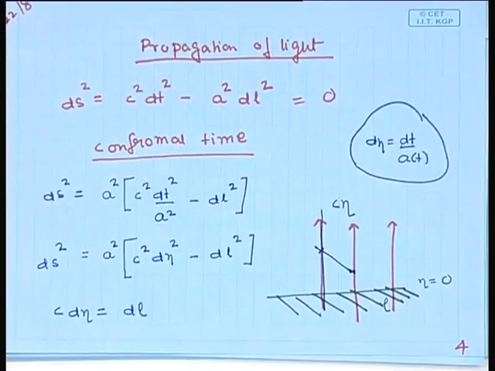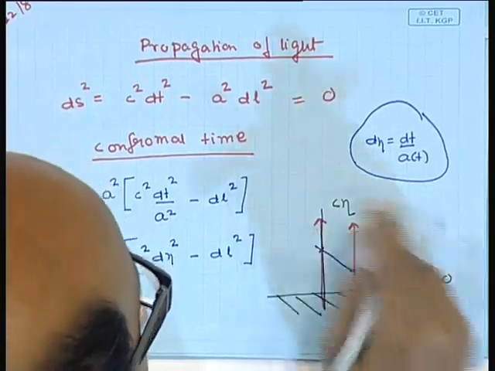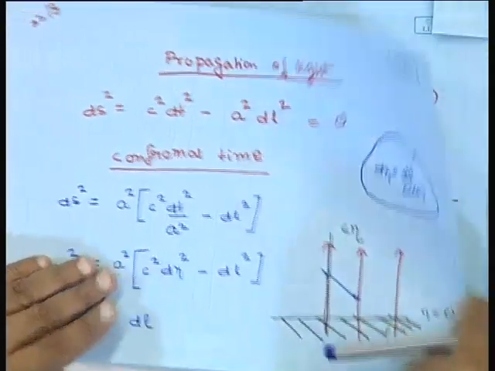What is the interpretation of this? What is the physical interpretation of this? The physical interpretation can be best understood in terms of this space-time diagram. So, this is an observer, we are an observer, let us say, sitting over here. Let me draw the space-time diagram again.